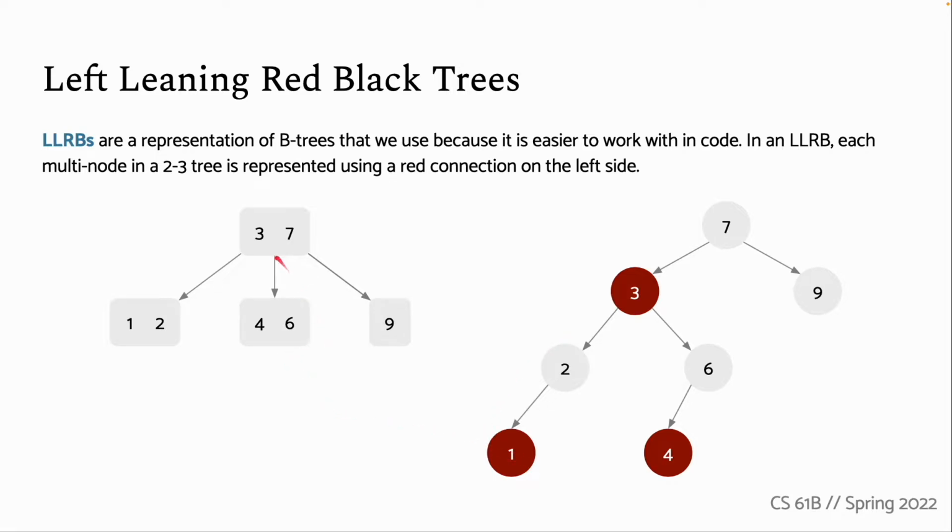4 and 6, which are between 3 and 7, become the right-hand children of 3 because, if you remember from our B tree or BST discussion, this means that it's between 3 and 7. And then our largest node, which in this case is 9, ends up being the right-hand child of 7.